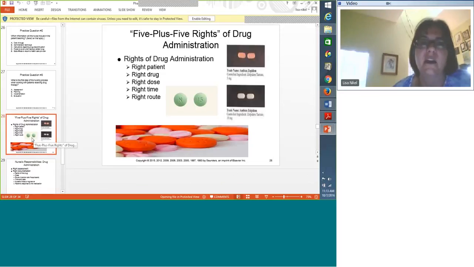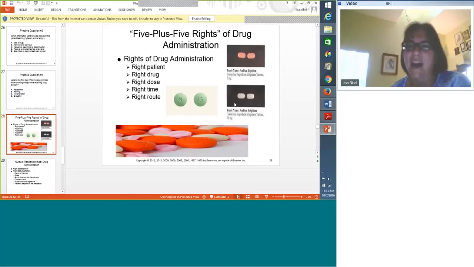This, I believe you covered in lab. Here we have what are called the 5+5 rights of drug administration. Certain textbooks will tell you 5, some will tell you 7. We are teaching you there are 10 rights of drug administration. Here we make sure that we have the right patient, the right drug, the right dose, the right time, and the right route.